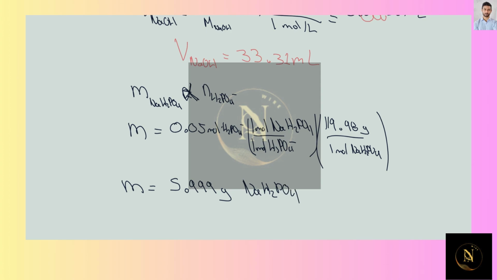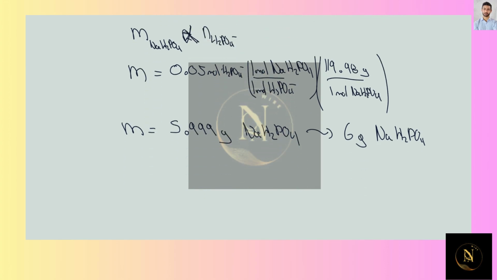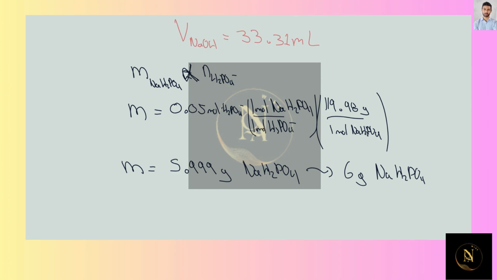If you use a molar mass of 120, the result would be equal to directly 6 grams of NaH2PO4, because some people like to round them up, and the value would be 120 grams per mole, so directly 6 grams. So these are the quantities that we need to measure, and in order to prepare the solution, the procedure would be the following.